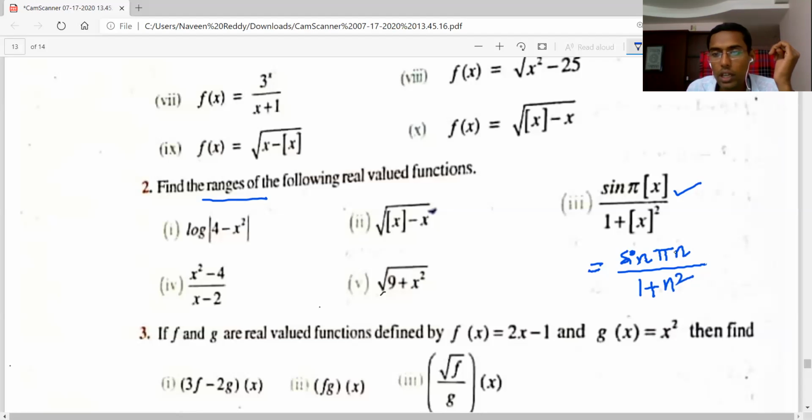But here, sine n pi is always 0. Any integer you put, sine n pi is nothing but sine 0. You know sine 0 is 0. Therefore, its range is only 0. The set {0} is its range. Okay, this is what its range is.